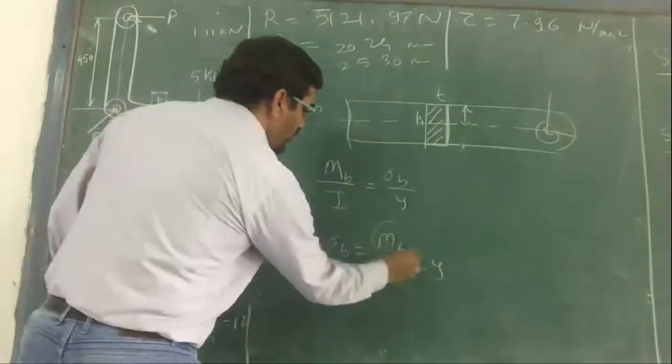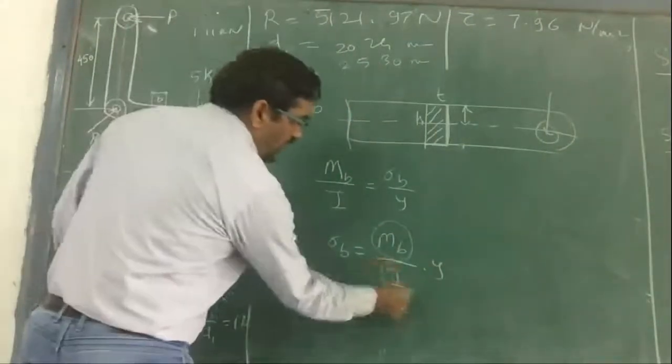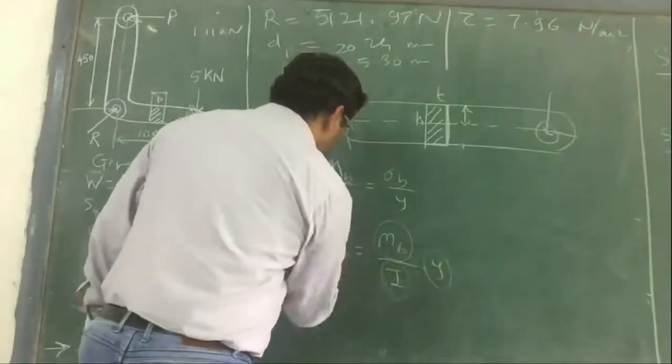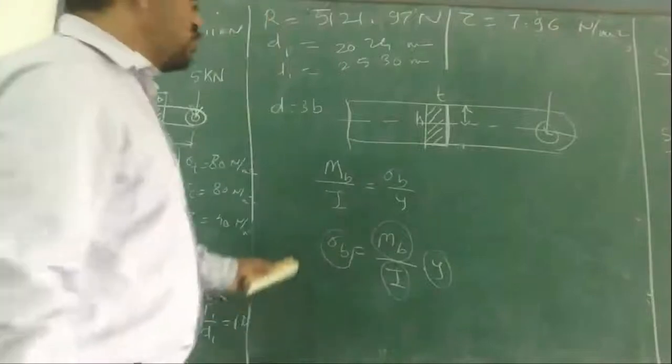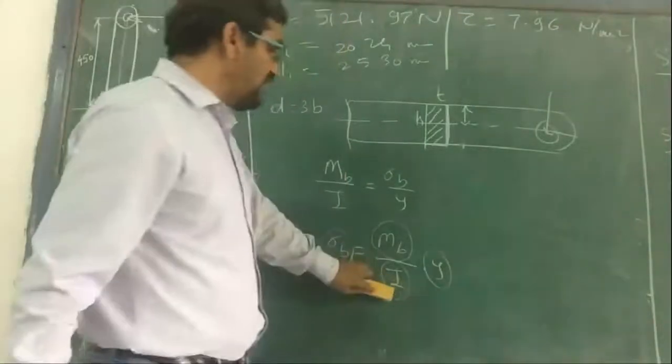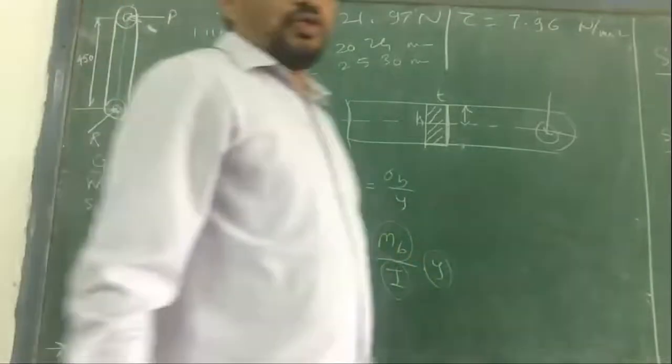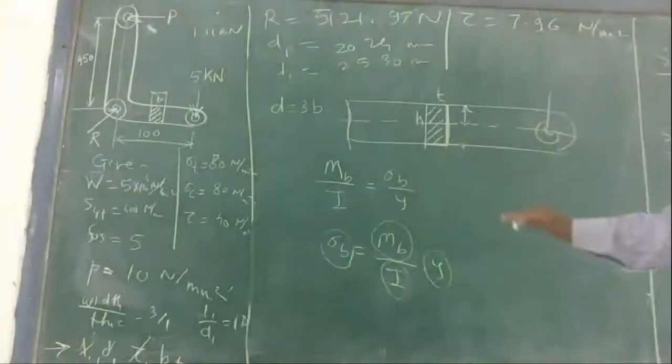Now bending moment we have to find out. We have to find out moment of inertia, and we have to find out y and sigma. So if we know these things, we can calculate the dimension. Because I will have dimensions, y will have dimensions. We have to find out Mb and sigma b. So using these values, we can calculate now the dimension.